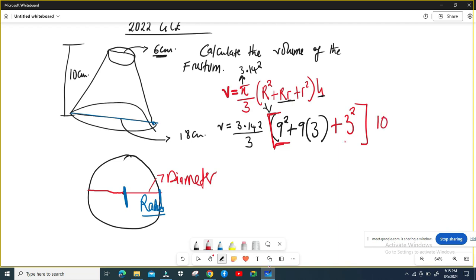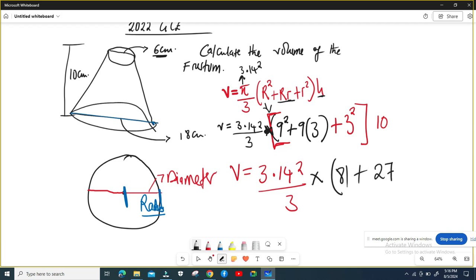Okay, let's continue with the simplification. So we'll say volume is equal to 3.142 over 3. And then here now we can simplify what is inside our brackets. If I want, I can use those other brackets. Remember, this is a multiplication sign. I will say 9 squared, you can agree with me, is 81, plus 9 times 3 is 27. 3 squared is 9, times 10.